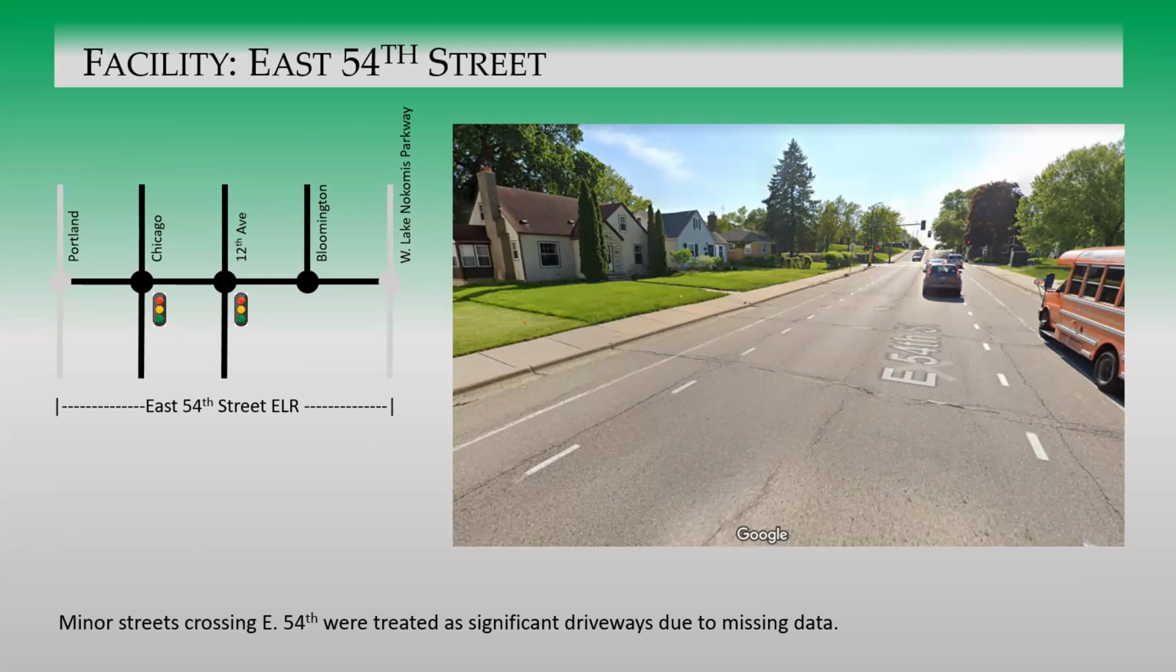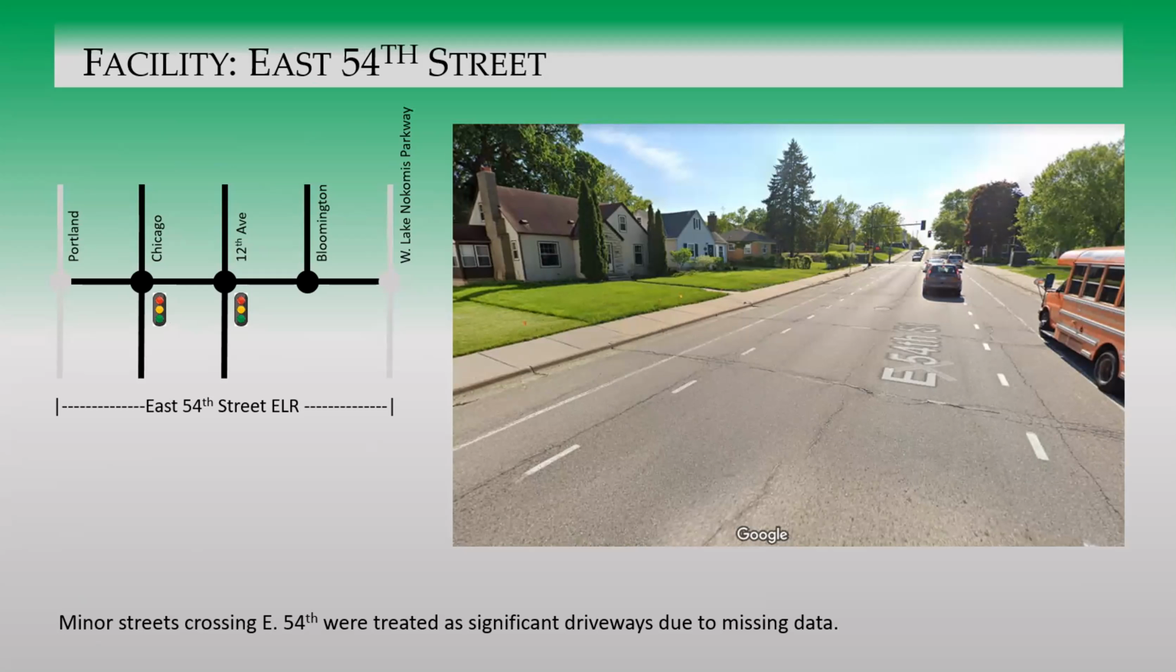All right, so here we are in Minneapolis, in a very Midwestern kind of looking single family residential neighborhood. Minneapolis is one of the leaders in implementing edge lane roads. They have 7, maybe 8 by now, far more than any other agency in the US. So this is East 54th Street.